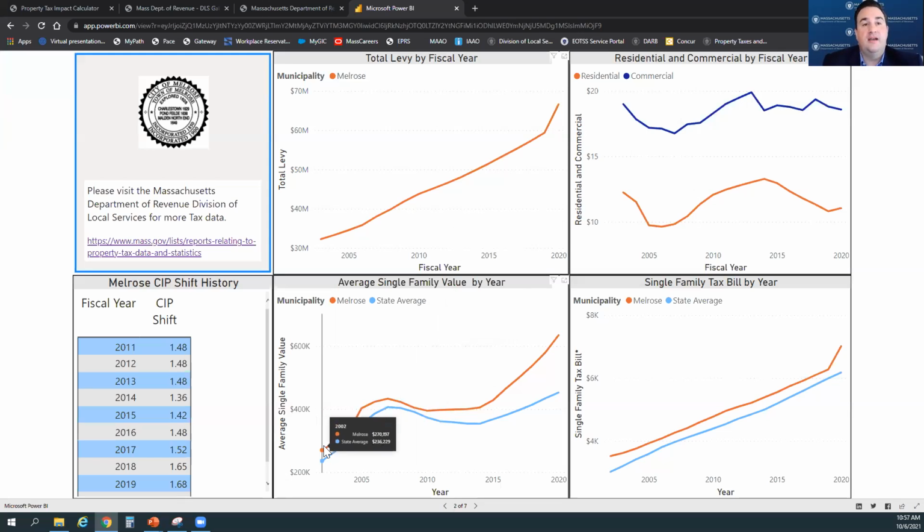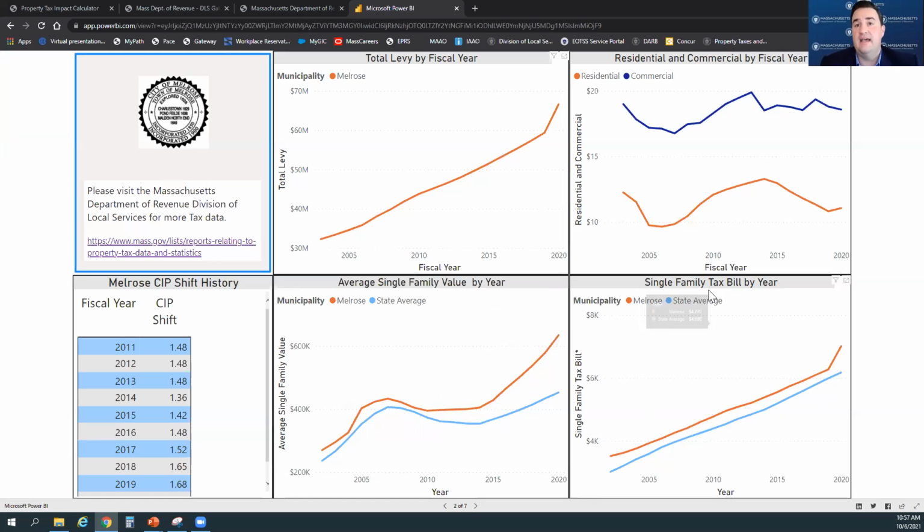Over on the bottom left-hand side, you can see the average single-family value by year. The bottom line is the state average, which is a number that we provide. And then on top, in red, is a Melrose or community-specific number. So you can see where the values are along with the state, and over the last 5 years, you can see an increase.